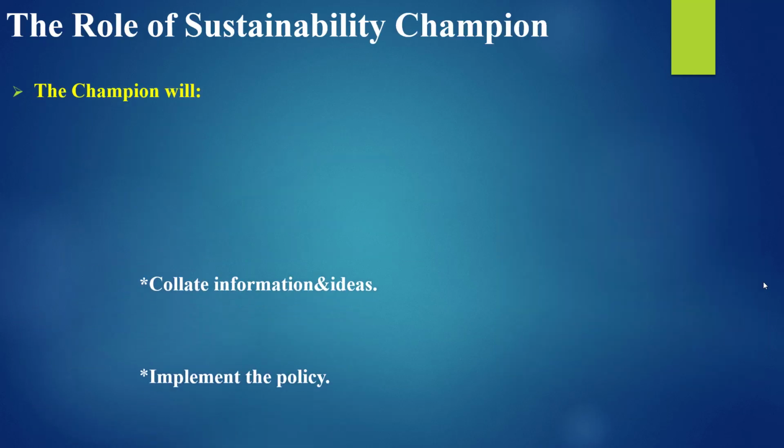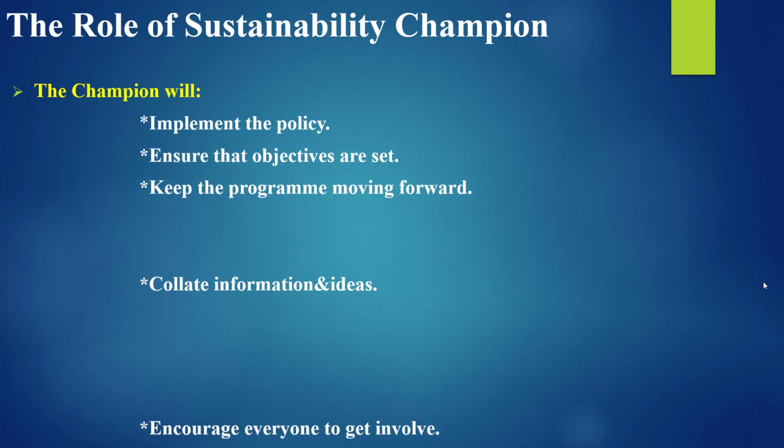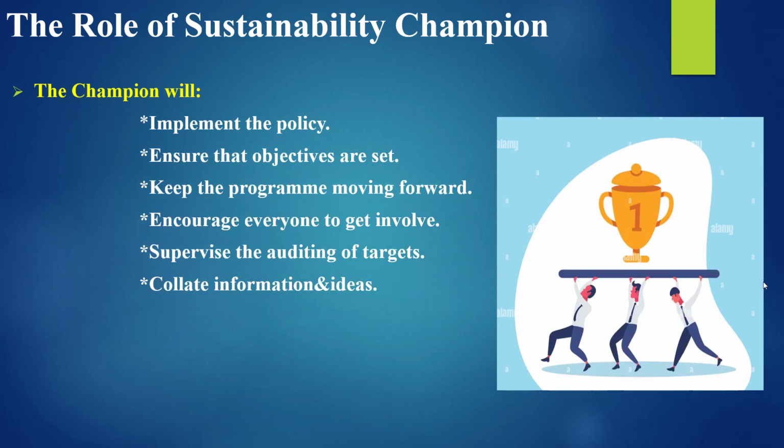The role of Sustainability Champion. The champion is likely to be the best person to chair the meetings of the environmental working group or committee. He or she should possess a good operational knowledge of the business, have the respect of fellow staff, a commitment to the project, and full support from the general manager. The coordinator will implement the policy, ensure that objectives are set, keep the program moving forward, encourage everyone to get involved, supervise the auditing of targets, collate information and ideas.